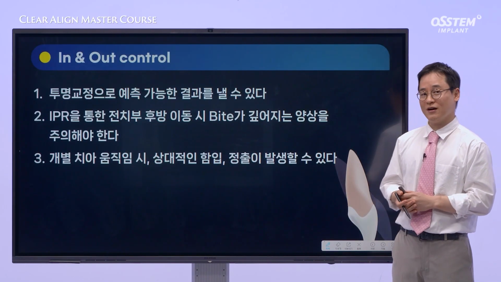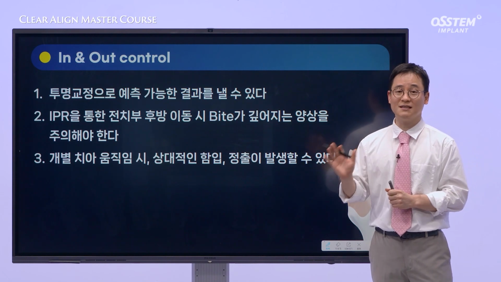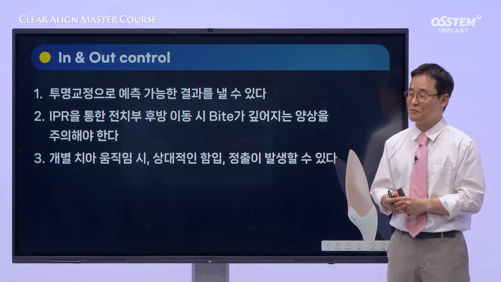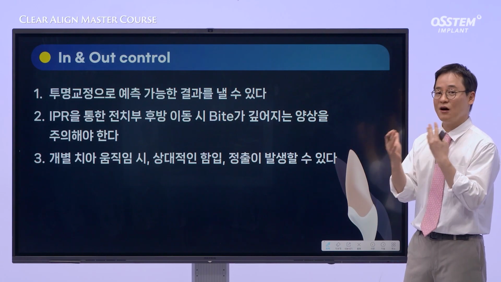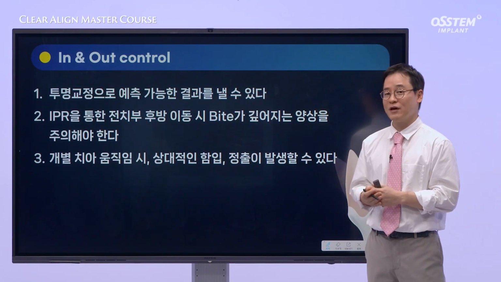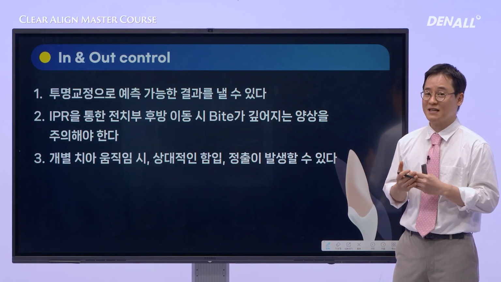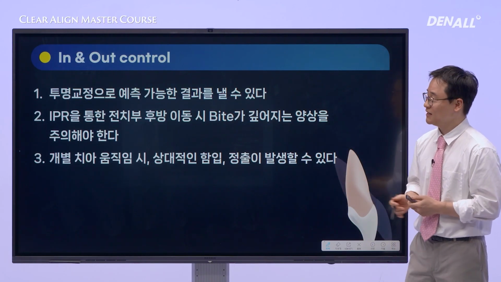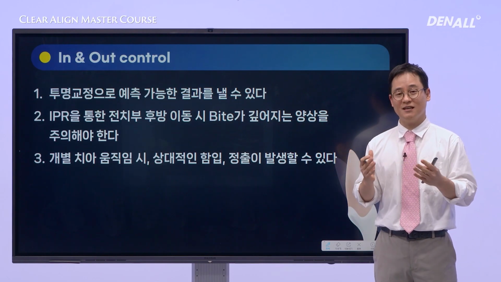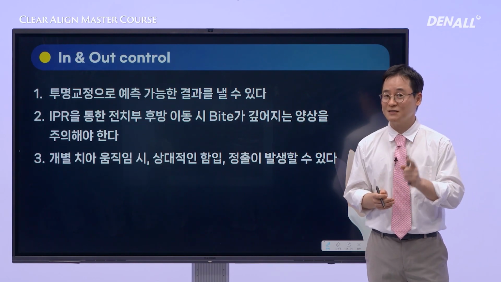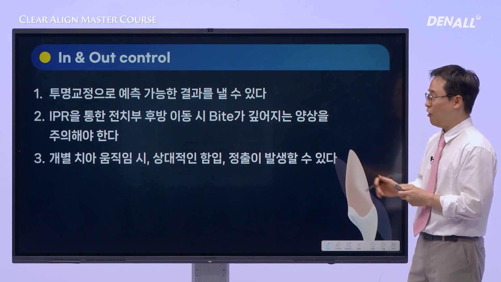Let's start with the in and out movements. Some of you may recall that I briefly mentioned this in the previous session. In and out control tends to yield very predictable results with clear aligner treatment. This type of movement tends to go quite well. But don't assume it will always work out perfectly. There's one important thing to keep in mind.